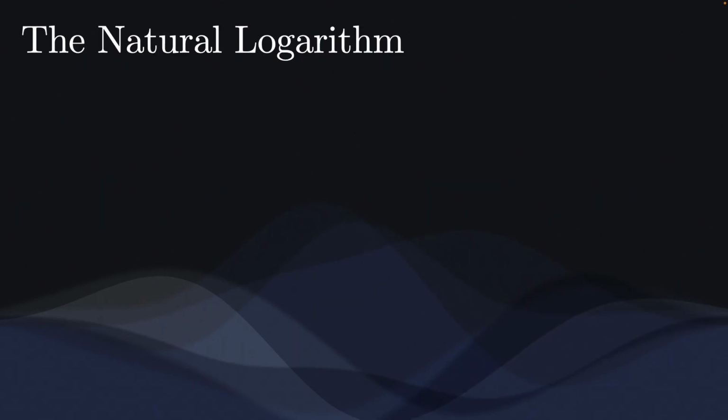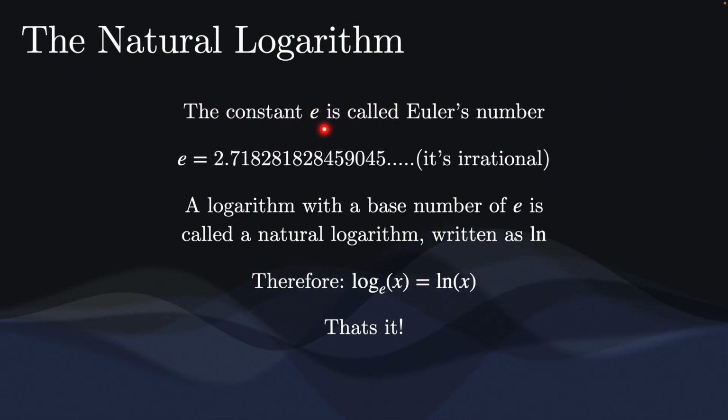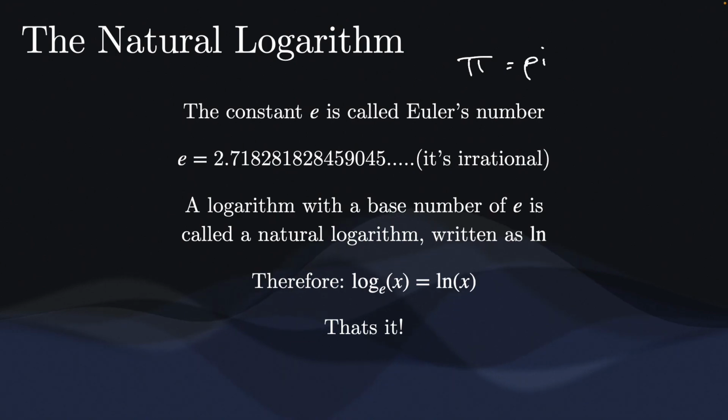Now, before we finish with logarithms, there's one last thing to know, which is the natural logarithm. So we have a constant called e, sort of like how we have pi. We say e is a natural number, or Euler's number.